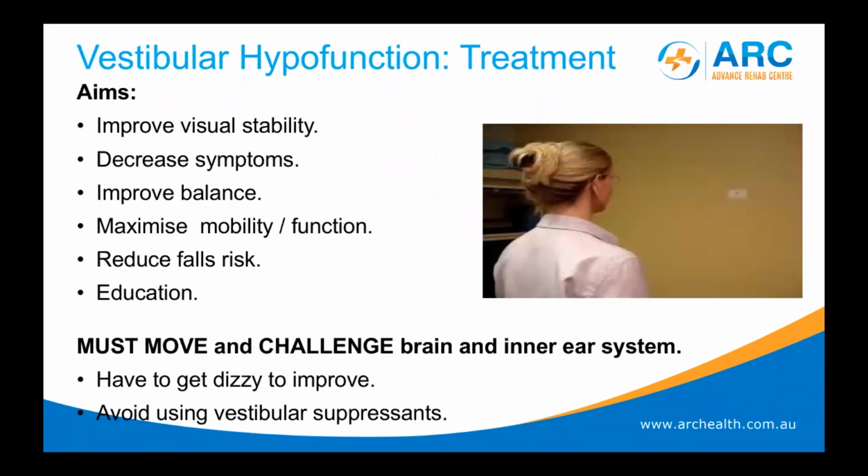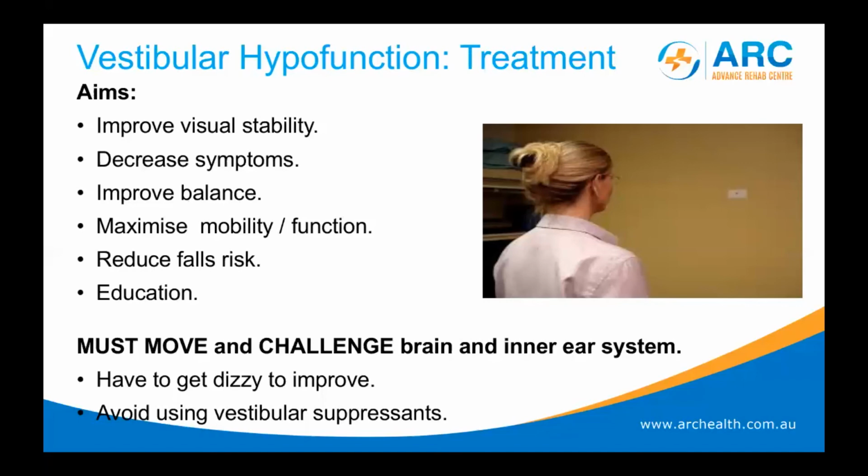So what do we do for people who have vestibular hypofunction? Well, the aims of treatment here are to improve visual stability, because often vestibular hypofunction results in damage to that vestibular ocular reflex. So that's a reflex that allows your eyes to stay still while your head moves quickly. So we try to improve visual stability through targeted exercises. We also try to reduce symptoms so people are not feeling so dizzy all the time. Improving balance and really maximizing balance to the best of our ability. Maximizing mobility and function, reducing falls risk if that's an issue, and of course providing the person with lots of education about what's going on.